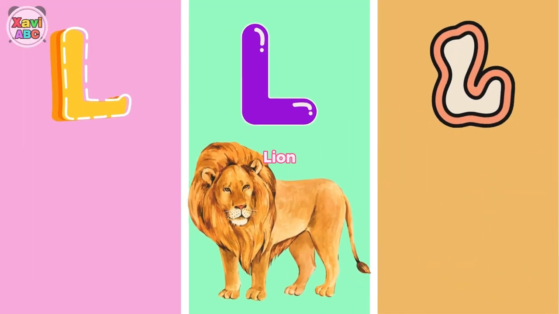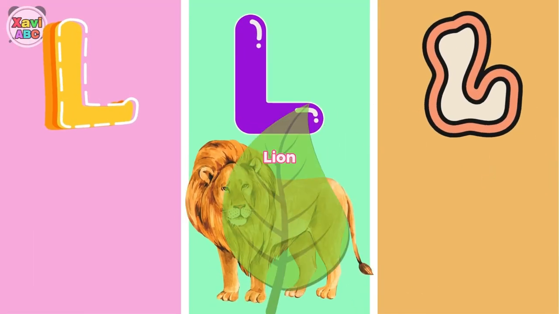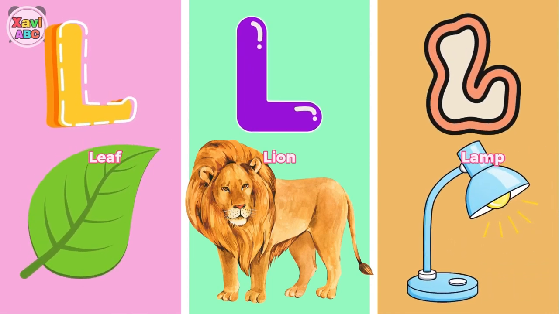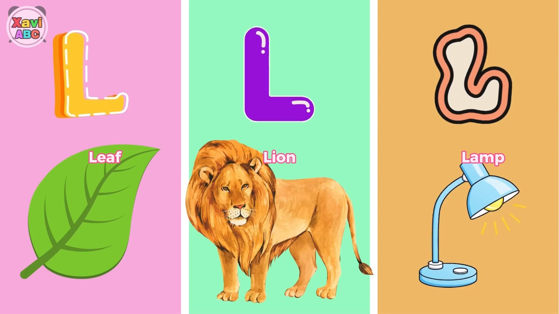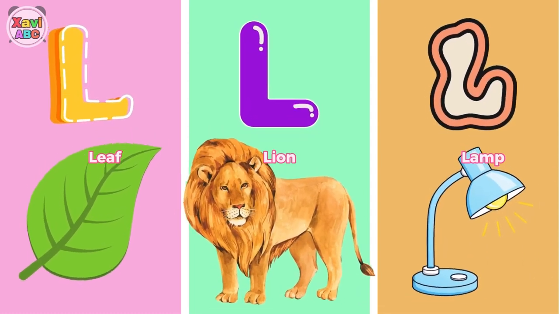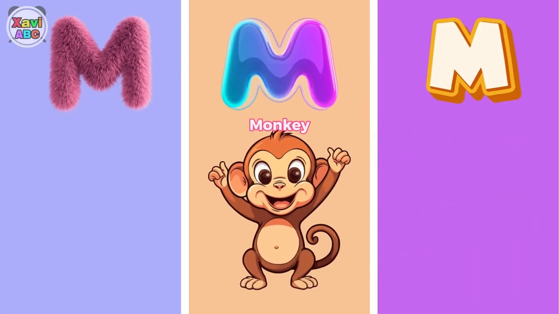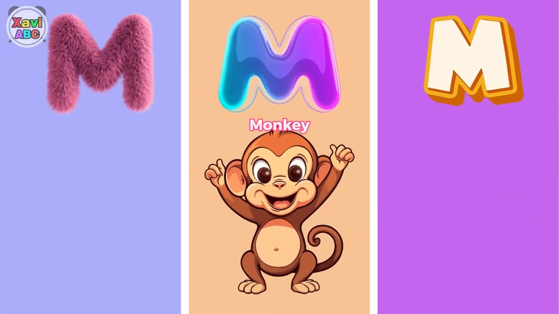L is for lion, L, lion. L is for leaf, L, leaf. L is for lamp, L, light. L is for leaf, L, leaf. M is for monkey, M, monkey.